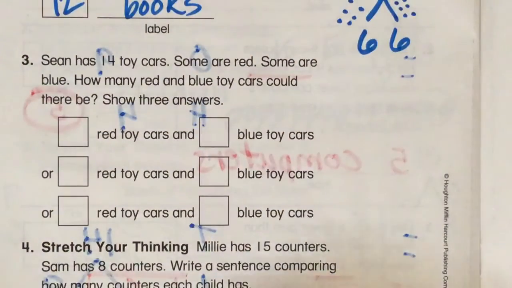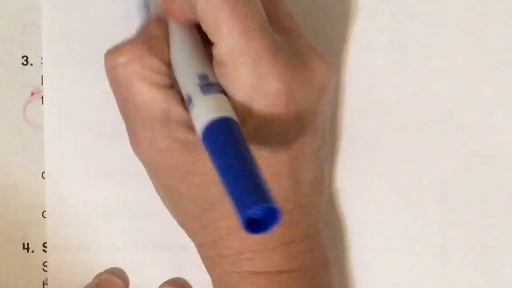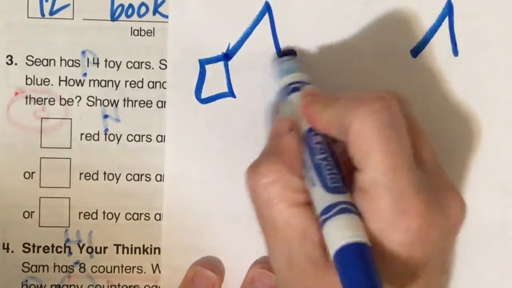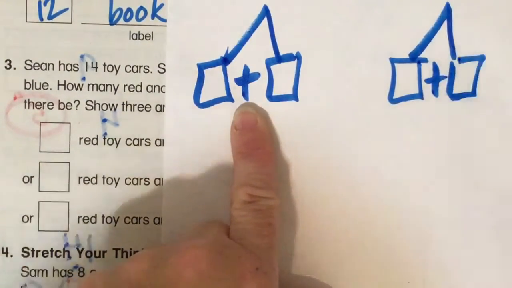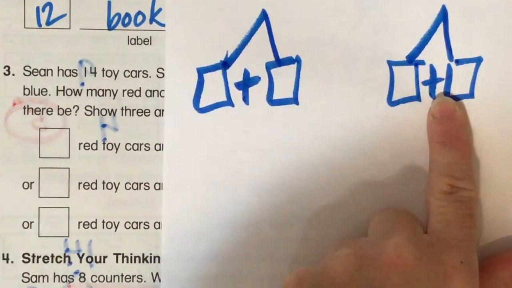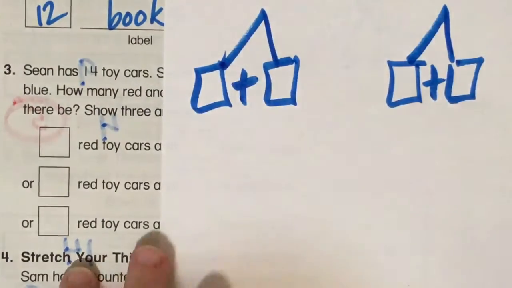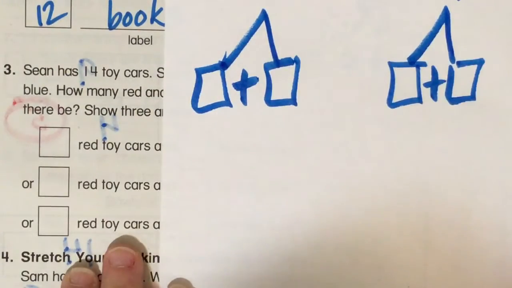Get some scratch paper here. All right, 14. Okay. Number partners. The number partners have the plus sign in the middle. Okay, and you can pick any number you want.